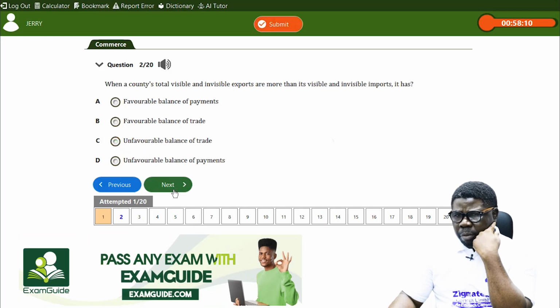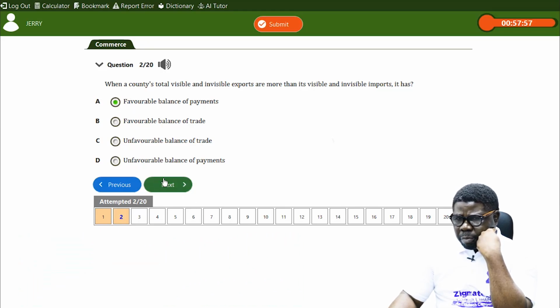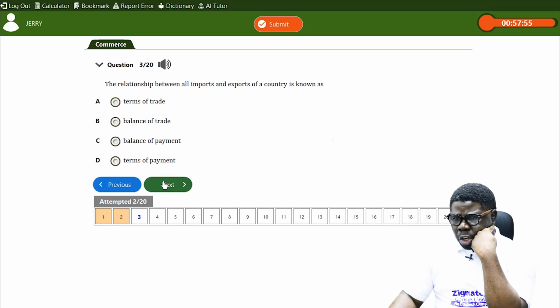Terms of trade. When a country's total visible and invisible exports are more than its visible and invisible imports, it has what? It has a favorable balance of payments. Please take note of that. Then the relationship between all imports and exports of a country is known as balance of payments. All imports, that's visible and invisible. Yes, balance of payments.